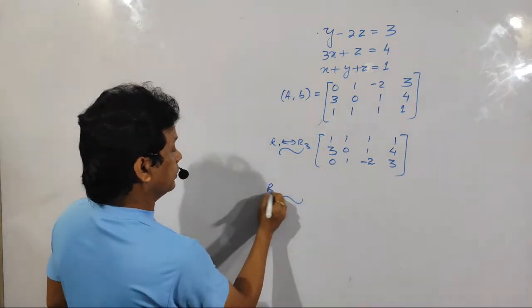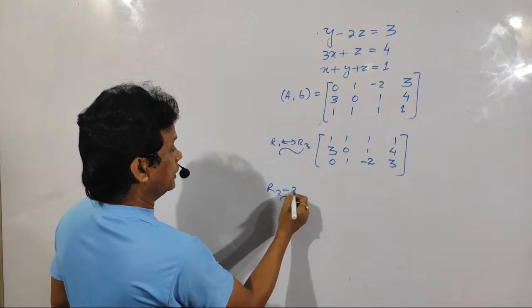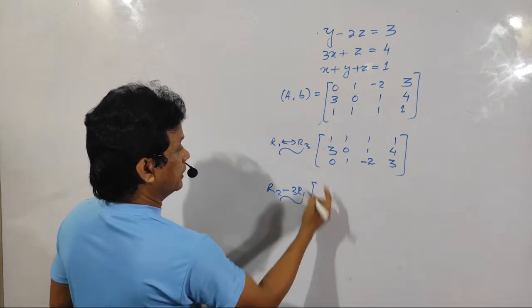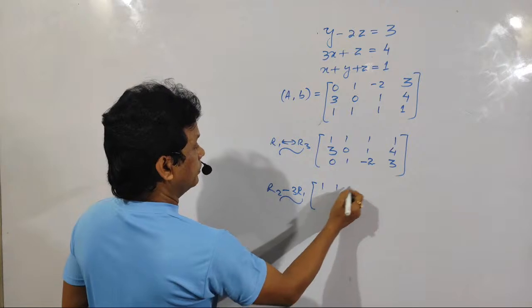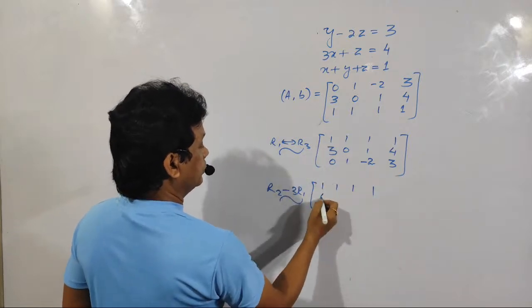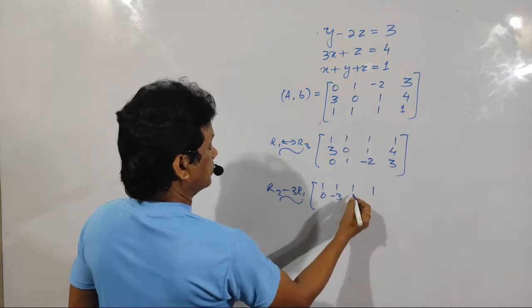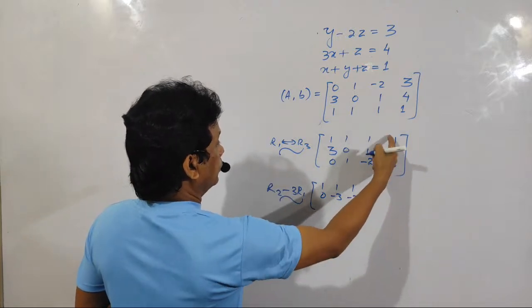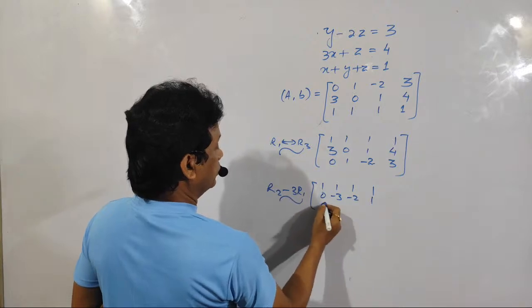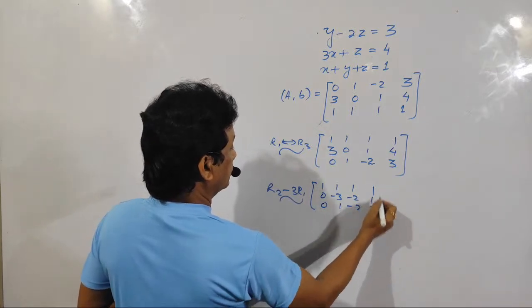How to make this one 0? R2 minus 3 times of R1. 1, 1, 1, 1, 3 minus 3, 0, 1 minus 3, minus 3, 1 minus 3, it will be minus 2, 4 minus 3, it will be 1. Then 0, 1, minus 2, 3.